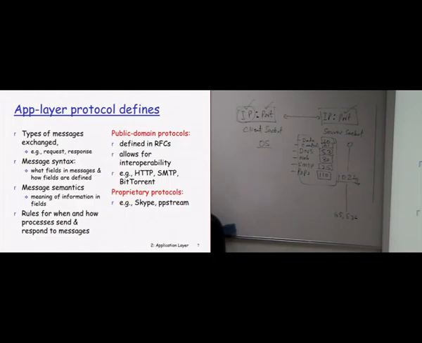And the syntax of the message will indicate what fields will be there in the message and how the fields are defined in that message. Syntax will define the way you write the message, and semantics will let you know the meanings of the information contained in the fields. So message semantics will let you know the meanings of the information which is contained in the fields. Clear?